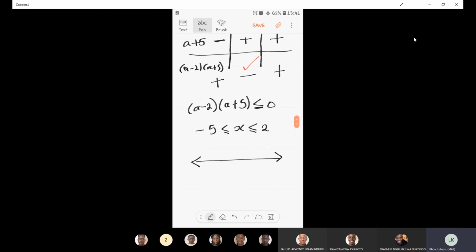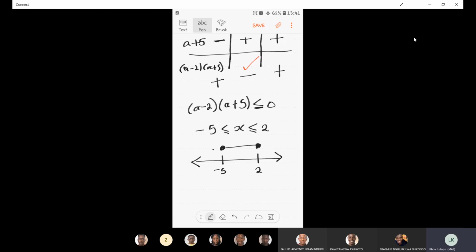This is your number line. And then put minus 5 here, and you put 2 there. Then we said we put the shaded circle, and then we connect the points like that. That's how we would solve this one.